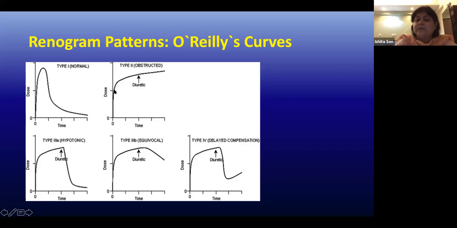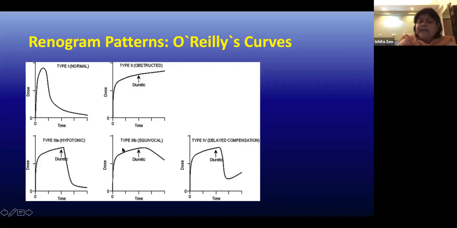The type 2 curve is a typical obstructed curve, where you see the peak and then the filling phase continues, and this is because of a dilated pelvis or because of any outflow obstruction. Type 3A is a hypotonic kidney. So this happens when you have a large capacious pelvis, where once you give the diuretic, because there is decompression of the dilated pelvis, there is a rapid excretion which happens.